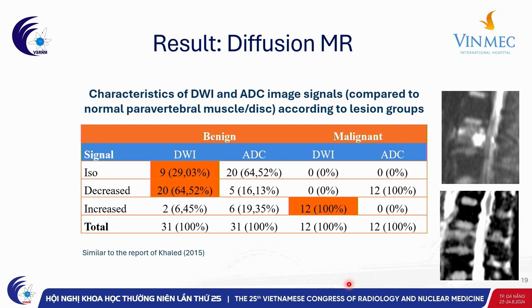Then we move to the diffusion MR. In the diffusion MR, we first evaluate the signal intensity of the lesions. And what do we see here? We see that in the group of malignant lesions, 100% of cases had increased signal on DWI and decreased signal on ADC. On the other hand, in the benign groups, we see that the signal on DWI and ADC is quite varied. And okay, thank you, because 1 minute is over.